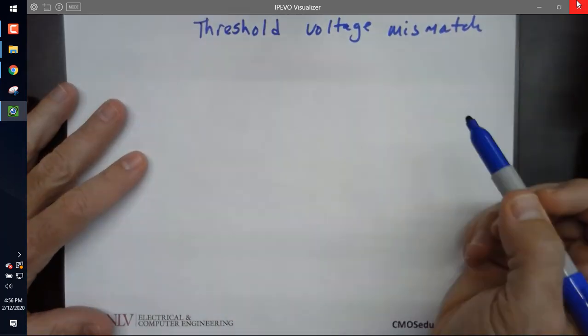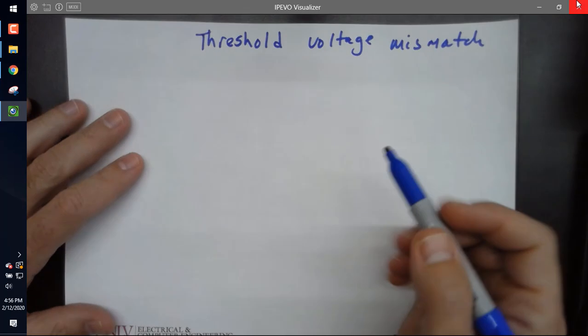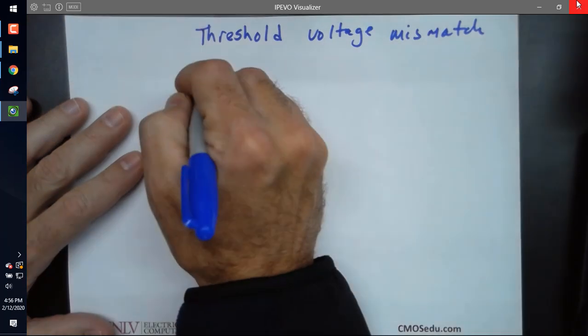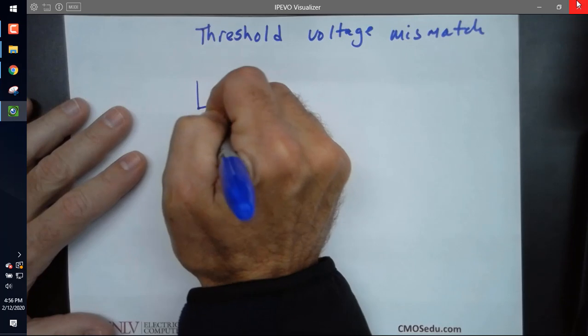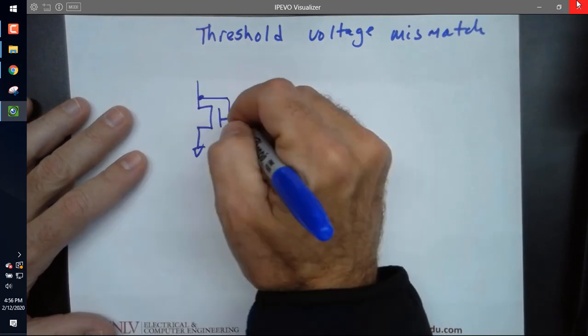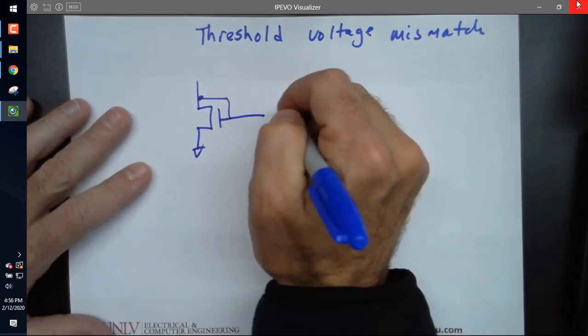All right, threshold voltage mismatch. So if I have two transistors like my basic current mirror right here, and I have a threshold voltage mismatch, the way I'm going to model that is I'm going to put a voltage source right here.